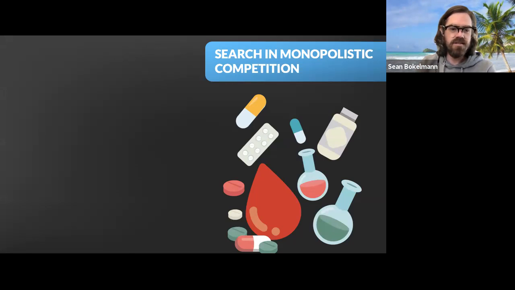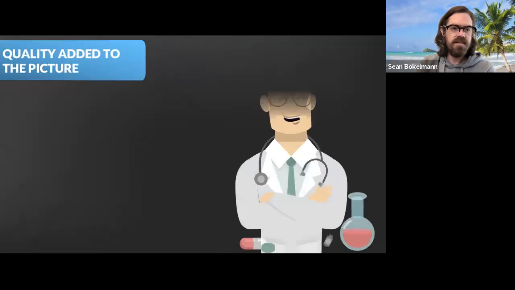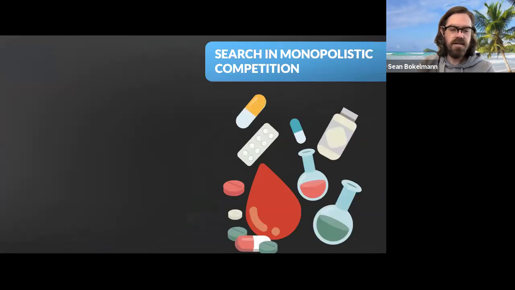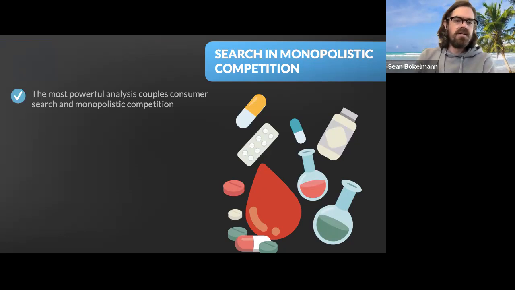Just to look at where we left off last time, we were talking about quality. So now we're moving on to the issue of search, right? Consumers searching for doctors and pairing. So probably the most useful and powerful model of analysis combines the issue of search with our model of monopolistic competition.